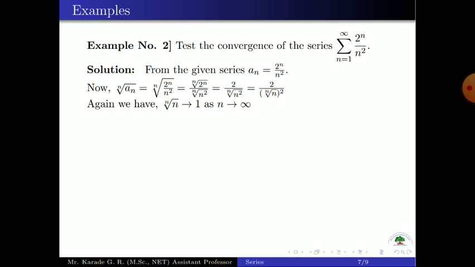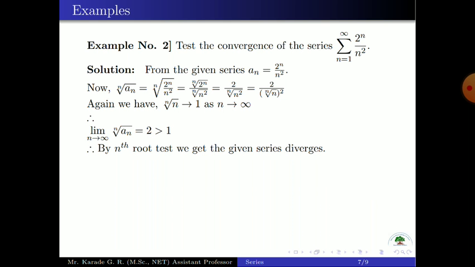So again we have the nth root of n is equal to 1 as n tends to infinity. Therefore the limit as n tends to infinity of the nth root of an is equal to 2, and that 2 is greater than 1. Therefore by the nth root test we get the given series is divergent. So in this way we can solve problems by using the ratio test and root test.